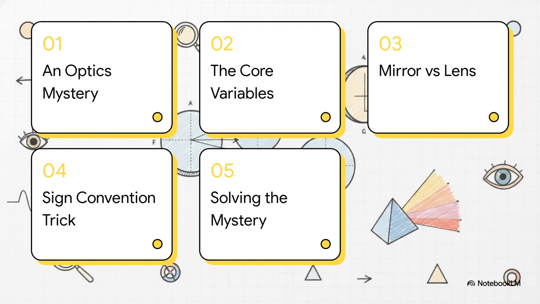Okay, let's dive right into our agenda. We'll start with an optics mystery, then cover the core variables, compare the mirror and lens formulas, learn the sign convention trick, and finally solve that mystery.